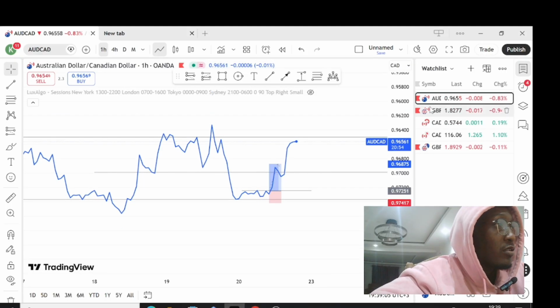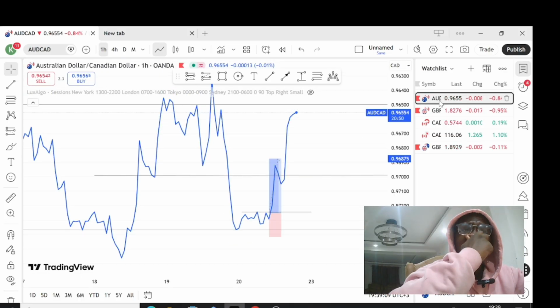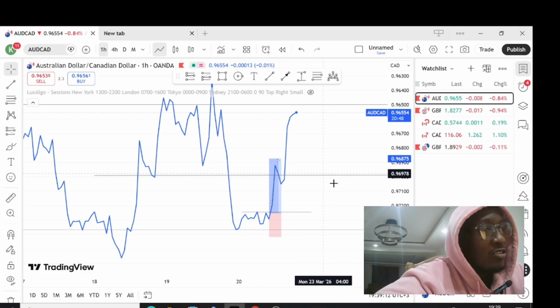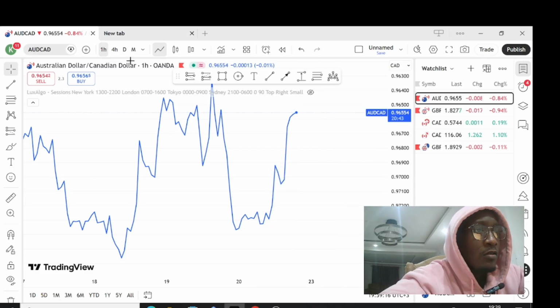The first pair that I took a trade on was which one? I think it was this one, AUD, Australian dollar, Canadian dollar. The way I analyzed this one was pretty easy. Let me just remove everything.